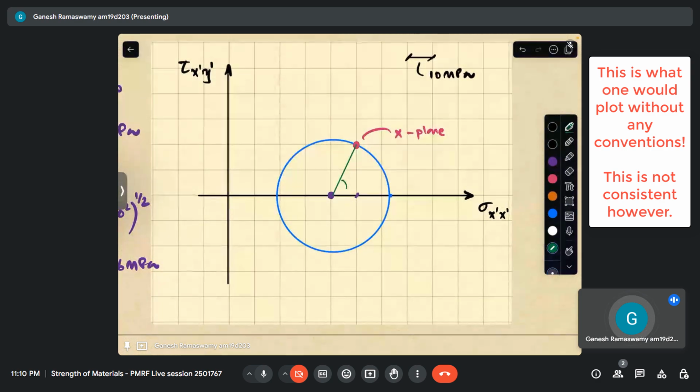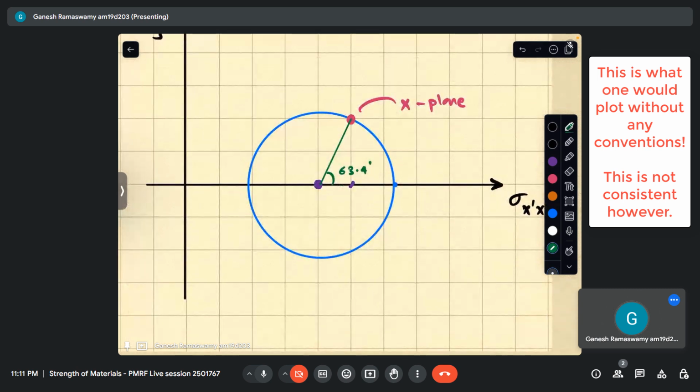So what is this angle? This angle is nothing but 20 by 10. This is 20, this is 10. So this is nothing but tan inverse of 2, which is around 63.4 degrees. If this is 63 degrees, it implies that this angle is 116.56 degrees. So this is 116.5 degrees.